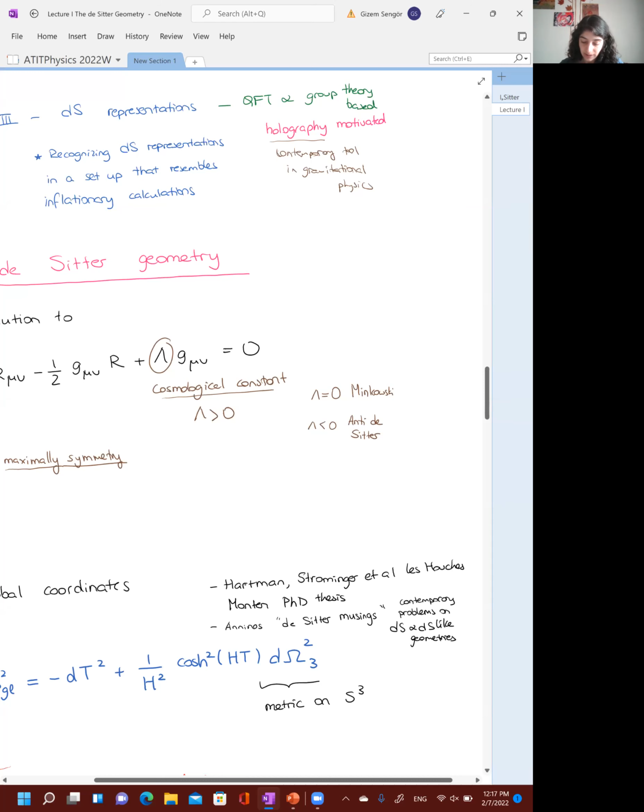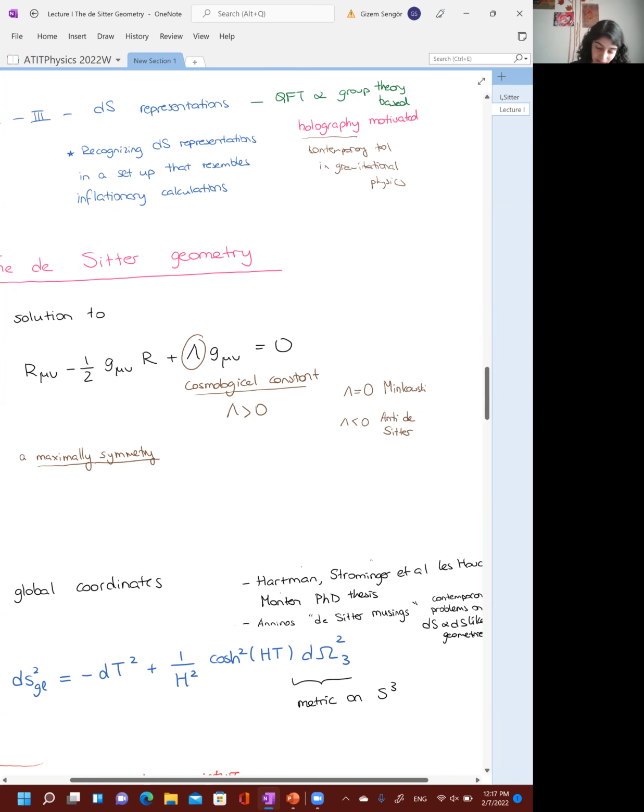So the first three, Hartman, Strominger, and Monten, describe the kind of coordinates we will describe now in great detail. And this last one is a piece that discusses de Sitter in different coordinates, but also de Sitter-like geometry, like de Sitter black hole-like geometries as well, for example. And it describes contemporary problems on these geometries. So these are good reading material if you want to develop more of this background.